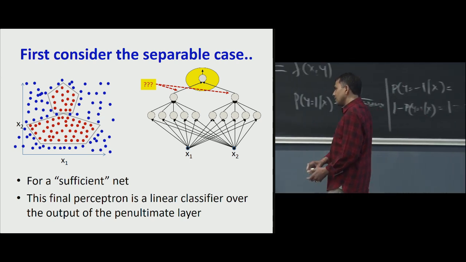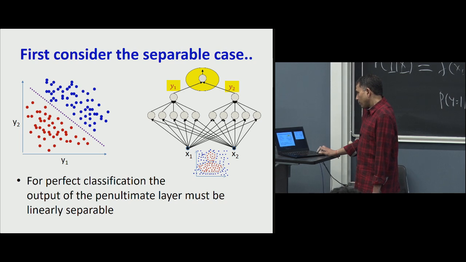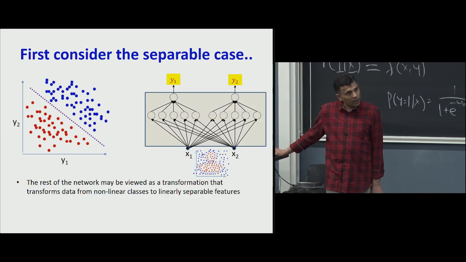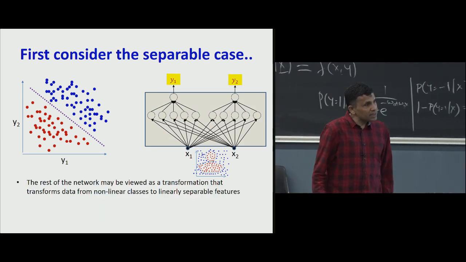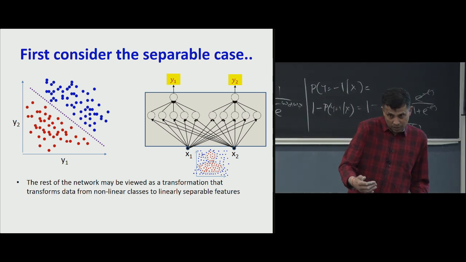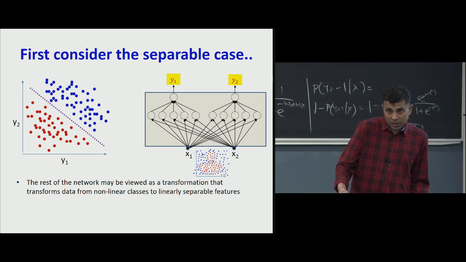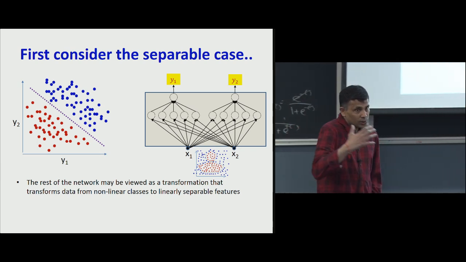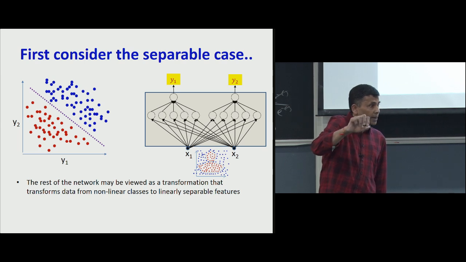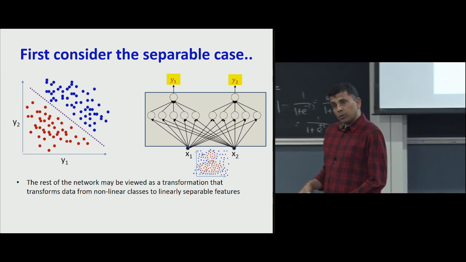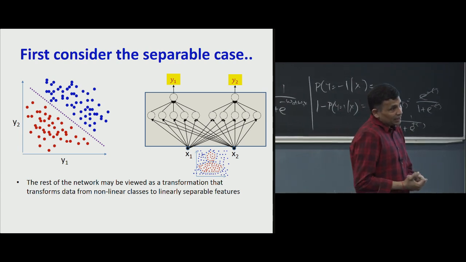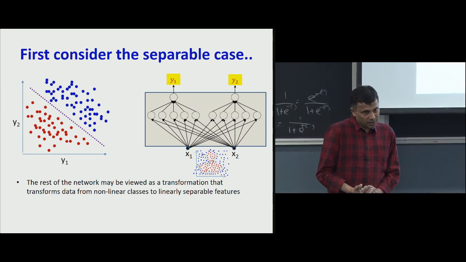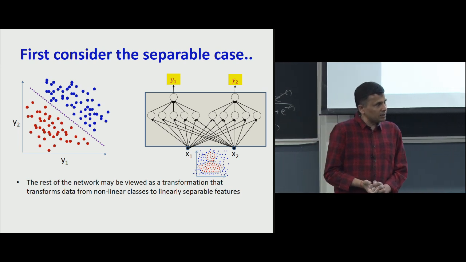And so over here, for perfect classification, the output of the penultimate layer must be linearly separable. So in other words, if I just captured the y1 and y2 values just before the perceptron and plotted those, you're going to get a figure like the one to the left, right? So in other words, the network actually consists of two components, the linear classifier on the top, and the rest of the network, which does something very interesting: it takes this entangled data, disentangles it, and transforms it to linearly separable features. Right? How many of you are familiar with the notion of a VC dimension?